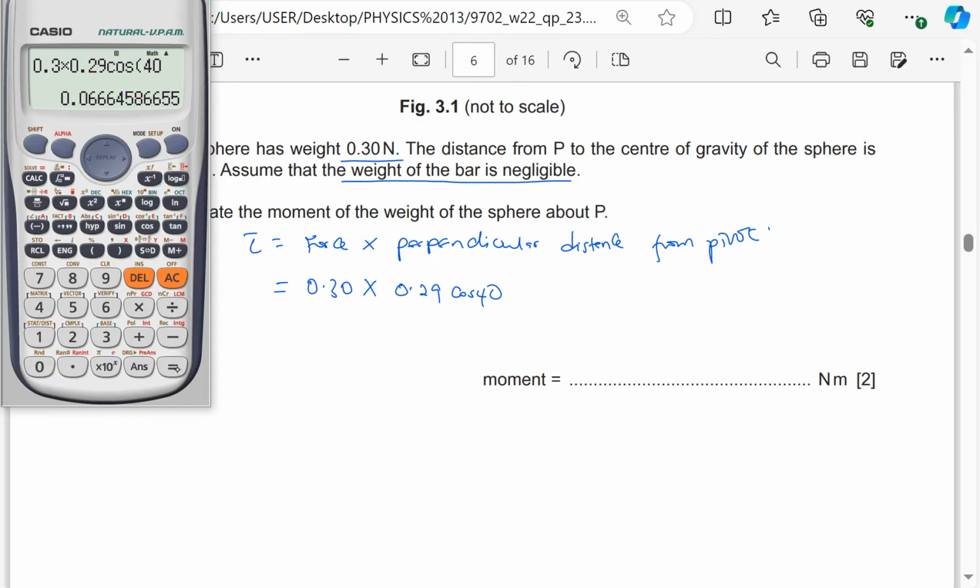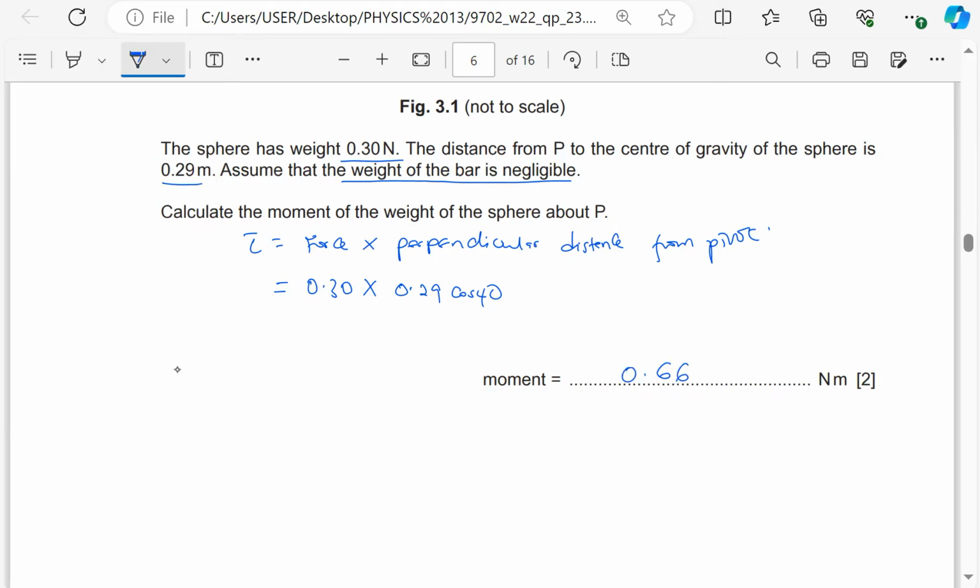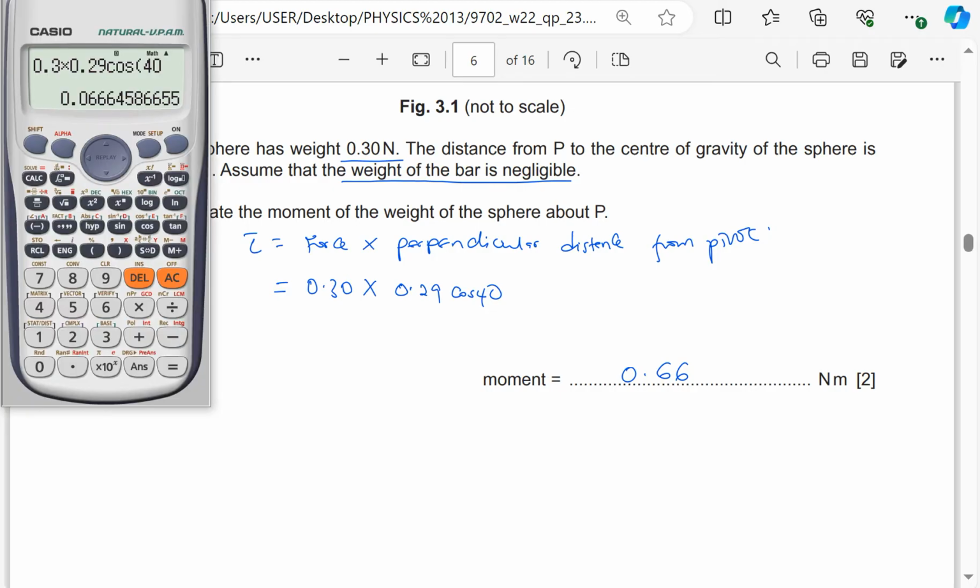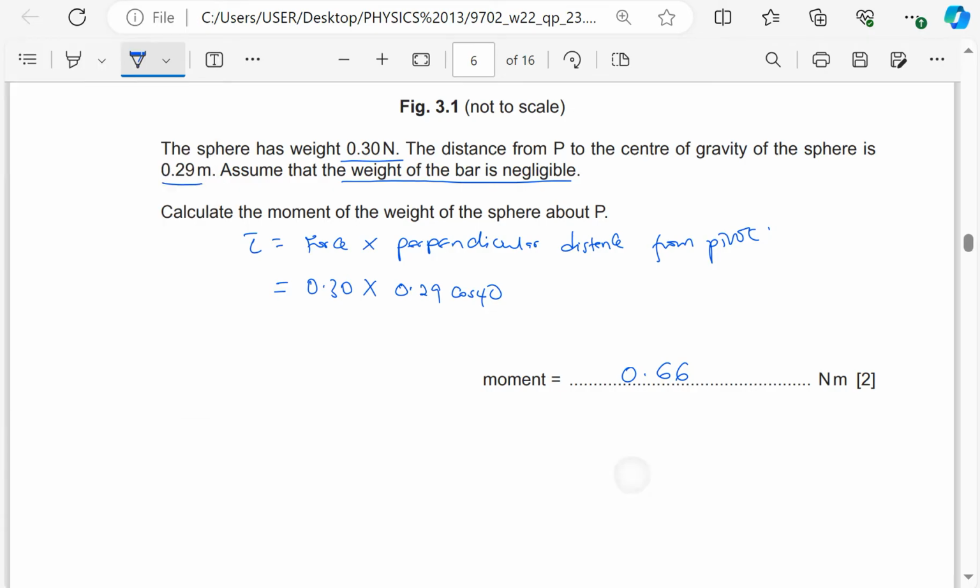So this is 0.066. Or I can just write 0.067 Newton meters.